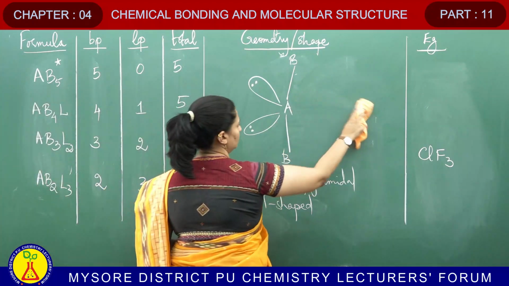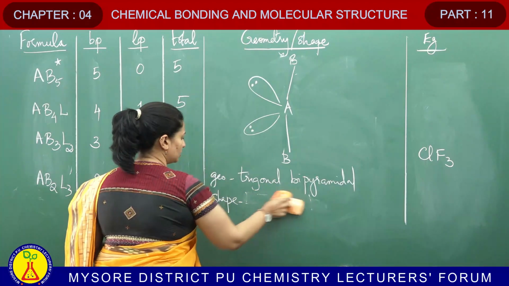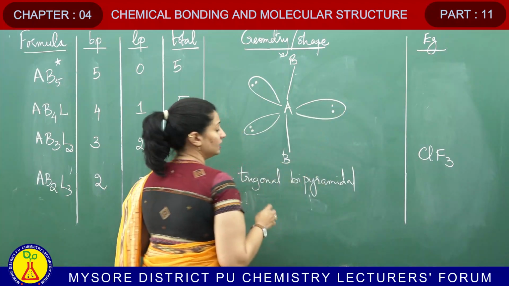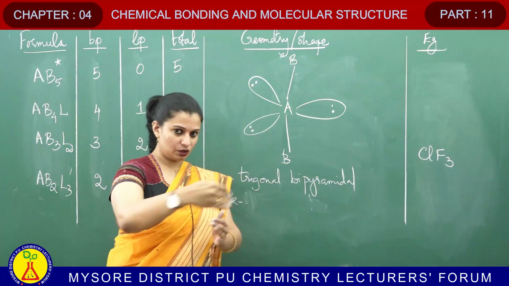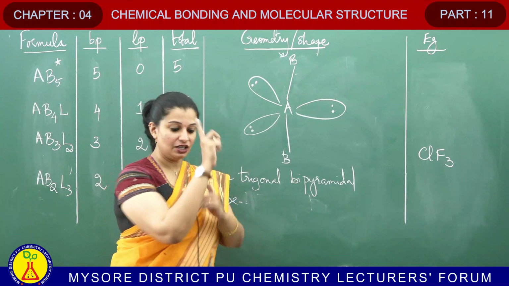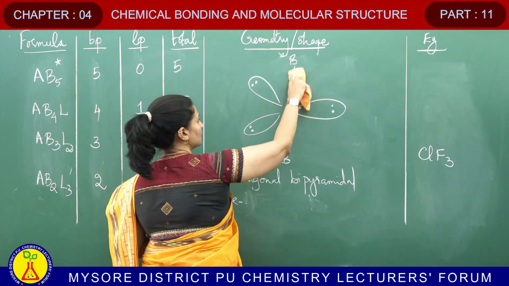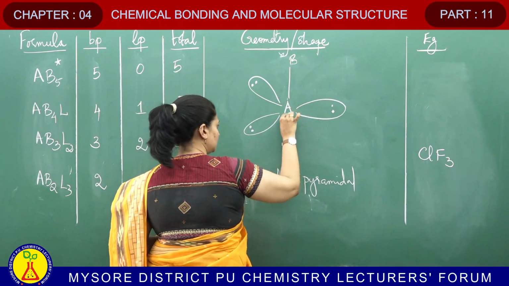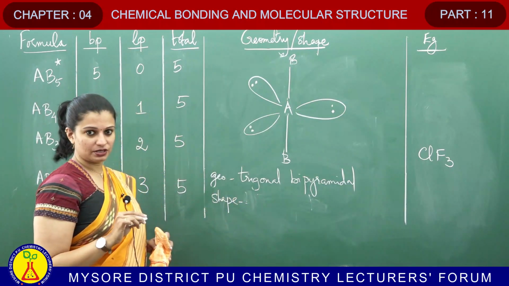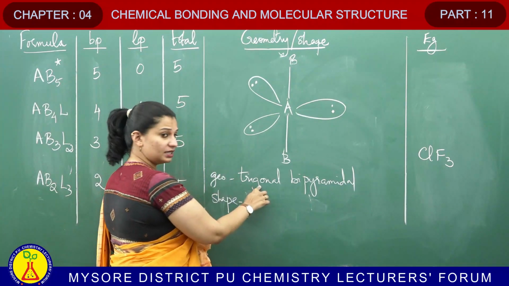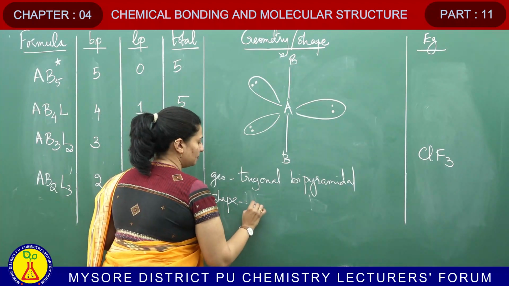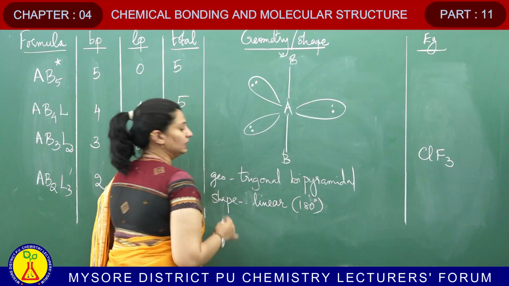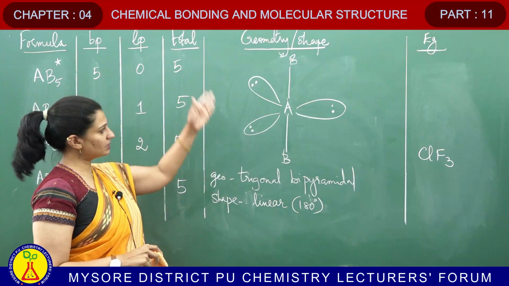Obviously, I am going to put it on the equatorial position. So when I put it on the equatorial position, this here again has a lone pair. Now this is very interesting. The 3 lone pairs are symmetrical. So the axial bonds will become perfectly perpendicular, which means now the geometry is still trigonal bipyramidal, but the shape becomes linear with the bond angle of 180 degrees. It is like a straight molecule now.